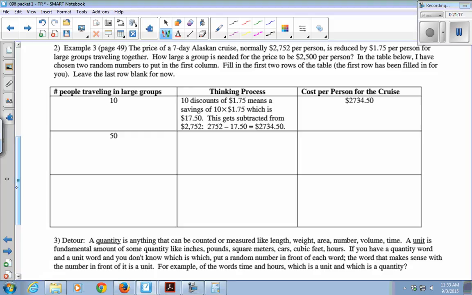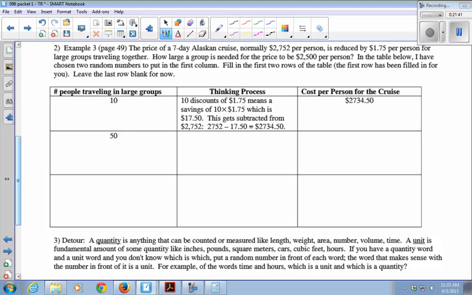So for example, this is from your textbook. The price of a 7-day Alaskan cruise, normally $2,752 per person, is reduced by $1.75 per person for large groups traveling together. How large a group is needed for the price to be reduced to $2,500 per person?